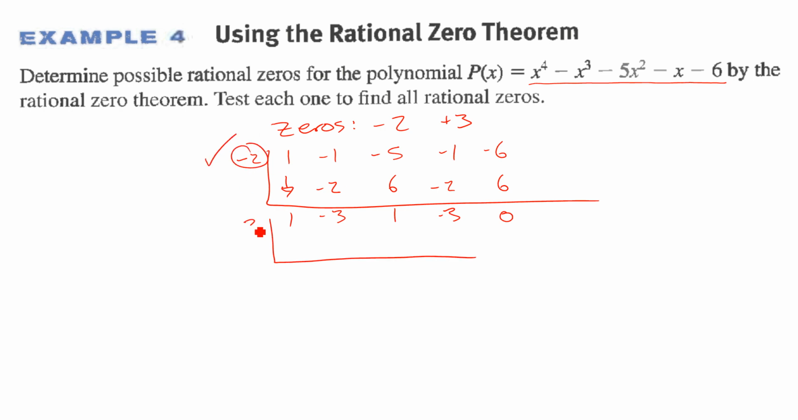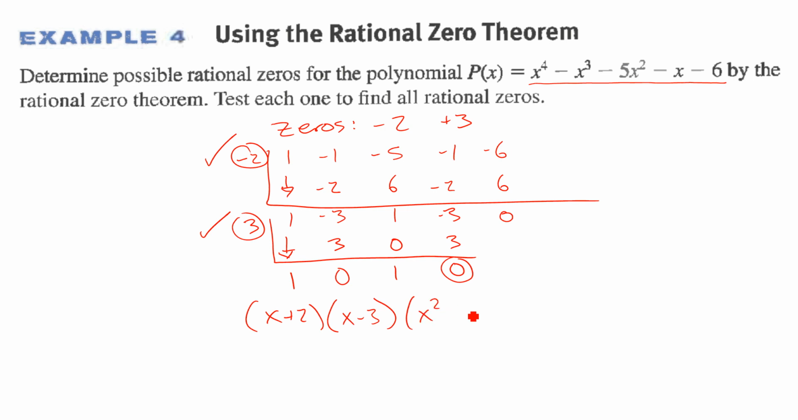Let's try +3. 1 and 3 and 0 and 0 and 1 and 3 and 0. So because of this, the 3 also checks out. And so our factorization is x plus 2, x minus 3, and x squared plus 1. All right, and so x squared plus 1 is not factorable, so we are done.